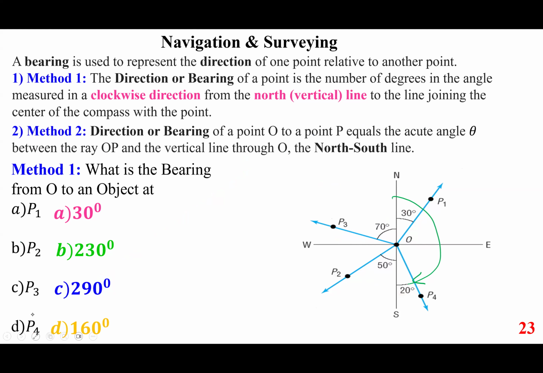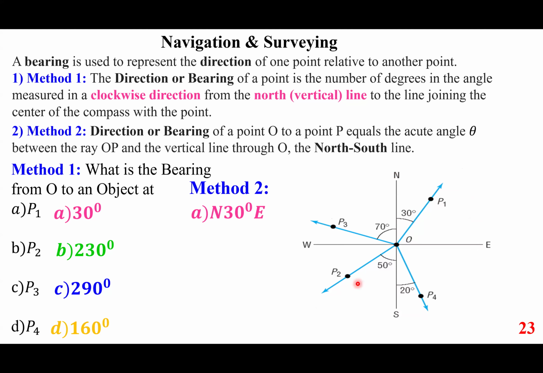Here's the second method. The direction or bearing of a point O to point P equals the acute angle theta between the ray OP and the vertical line through O, the north-south line. In other words, you either compare it to north or south, whichever is the closest. For example, the first one: P1 is closest to north. So you say north, to the right is east, and you put the number 30 degrees in between. North 30 degrees east.